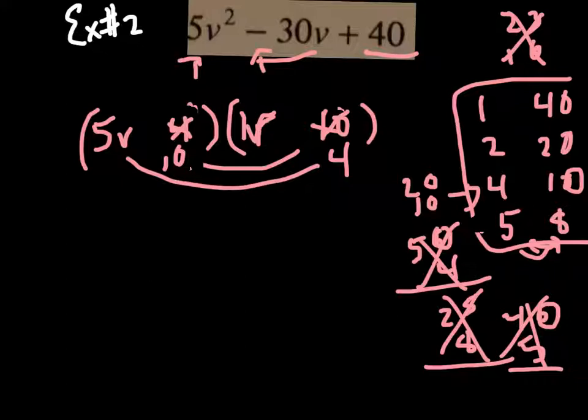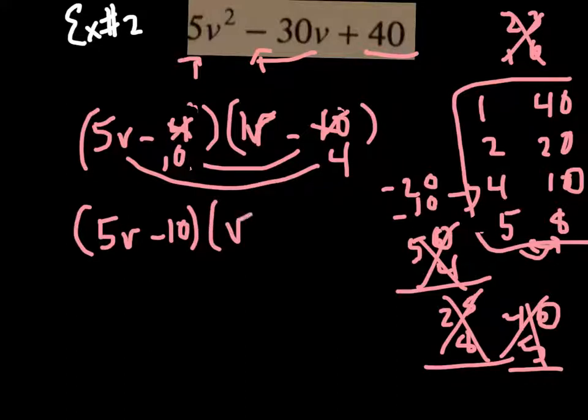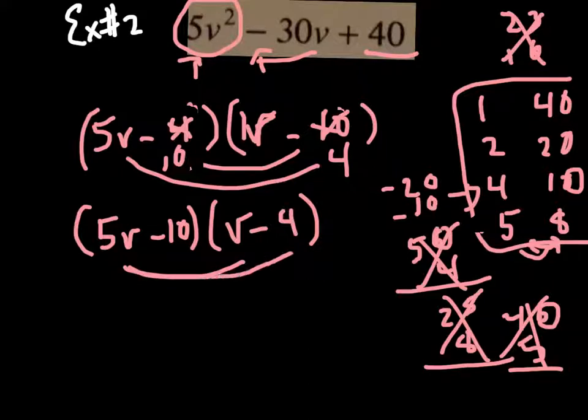So how do I get negative 30 if they're both negative? Now this gets really busy, so I'm going to rewrite it neater. 5v minus 10 and v minus 4. Double check. 5 times v is 5v squared. Good. Outers is negative 20 and negative 10, which gives me negative 30. Good. And then the last, negative times a negative is a positive 40. I did it. So this is the factored form.